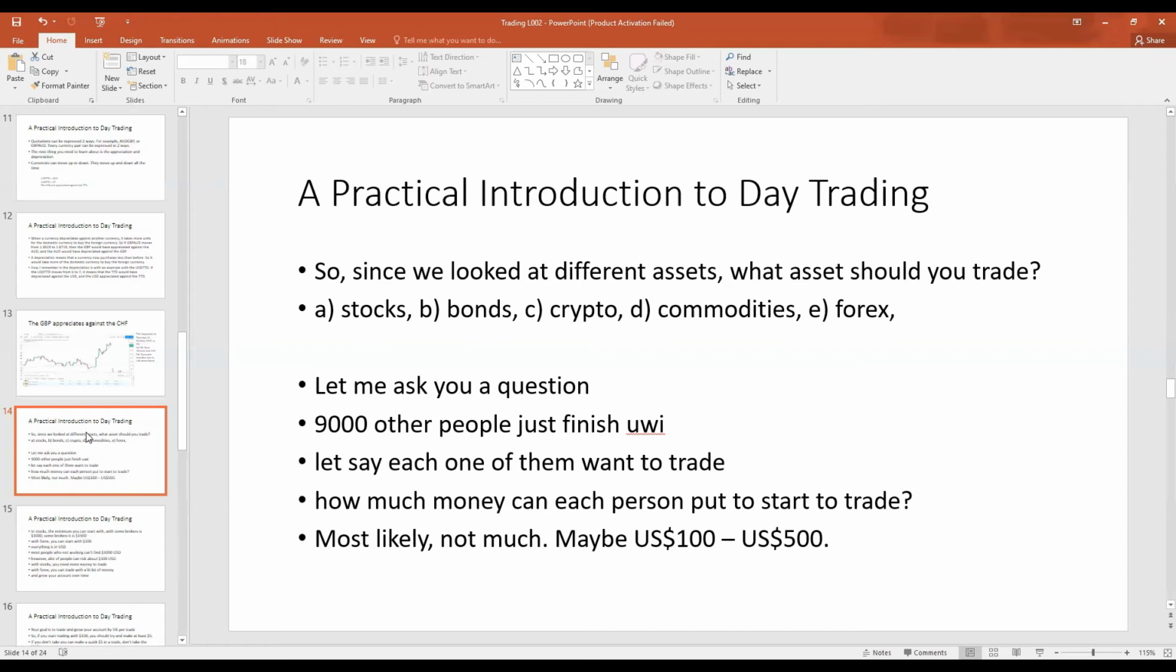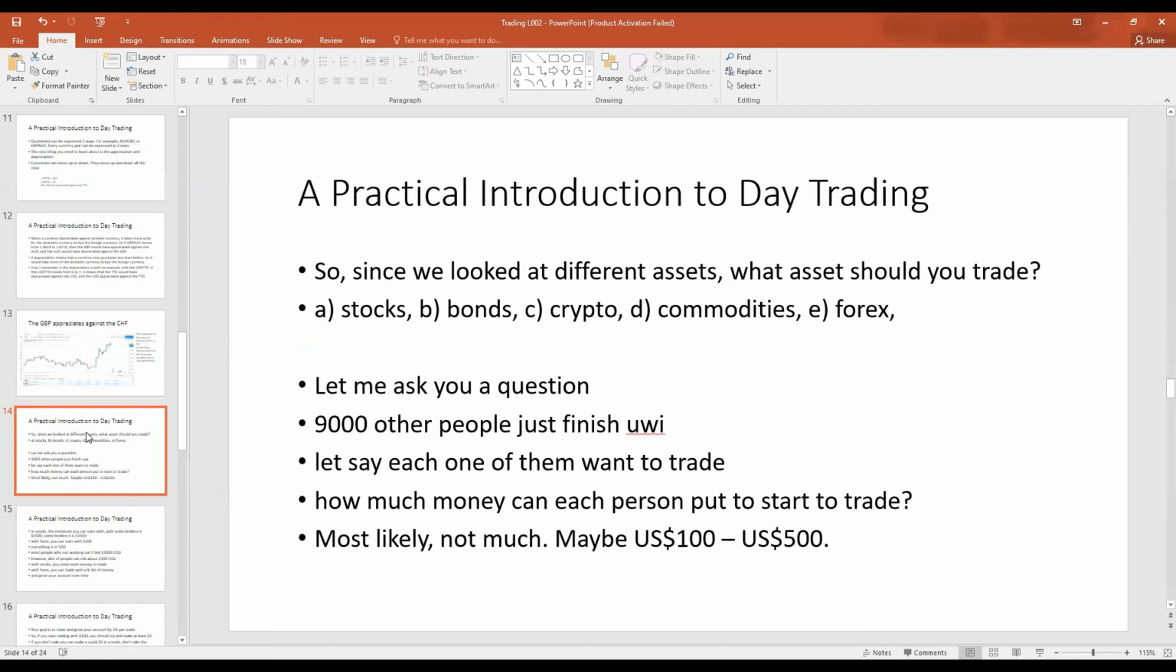Many people graduate from university on a yearly basis. I have the example here. 9,000 people may finish UWI. UWI is University of the West Indies. I pursued my BSc, MSc, and PhD in economics at the University of the West Indies, St. Augustine campus.